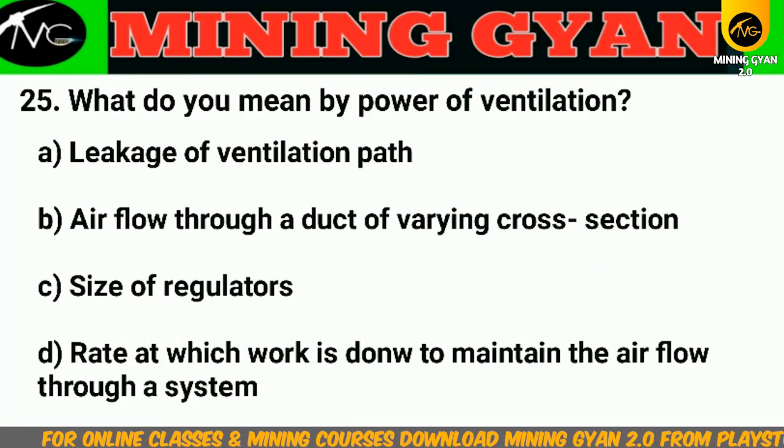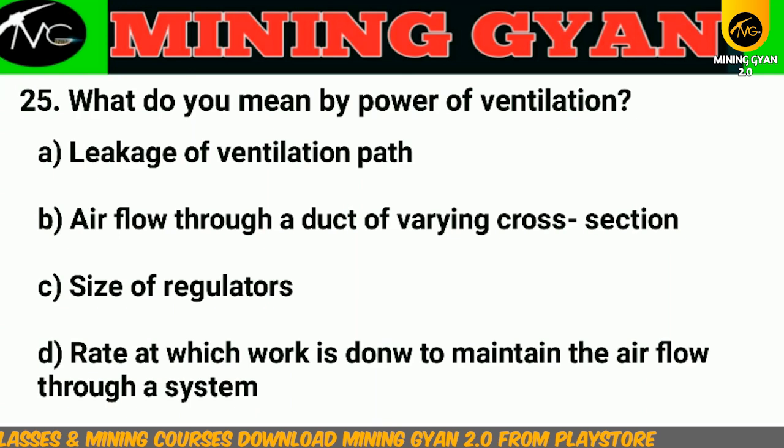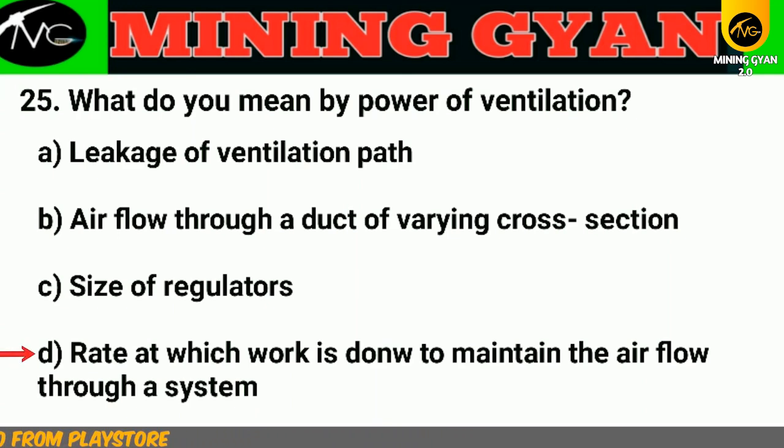Next question is, what do you mean by power of ventilation? A. Leakage of ventilation path, B. Airflow through a duct of varying cross section, C. Size of regulators, D. Rate at which work is done to maintain the airflow through a system. Right option is D. Rate at which work is done to maintain the airflow through a system.